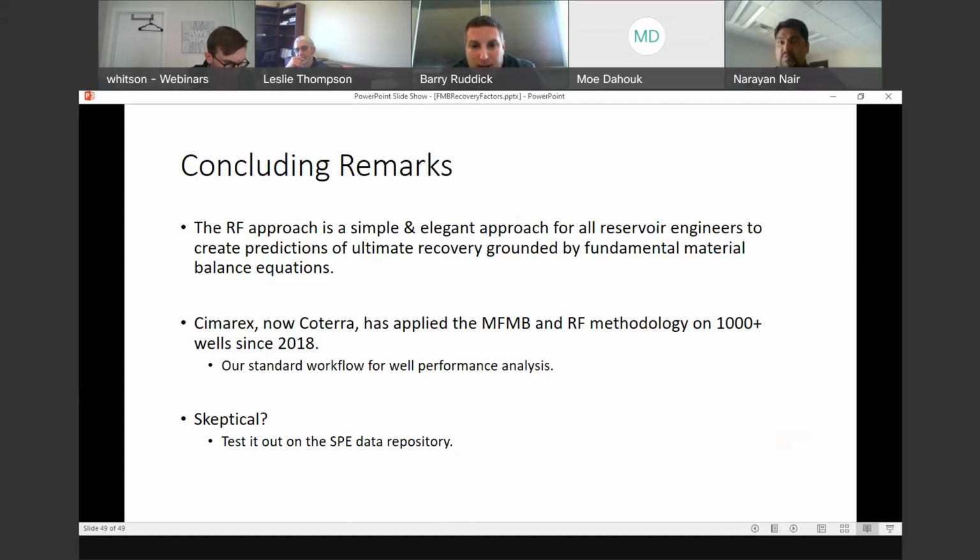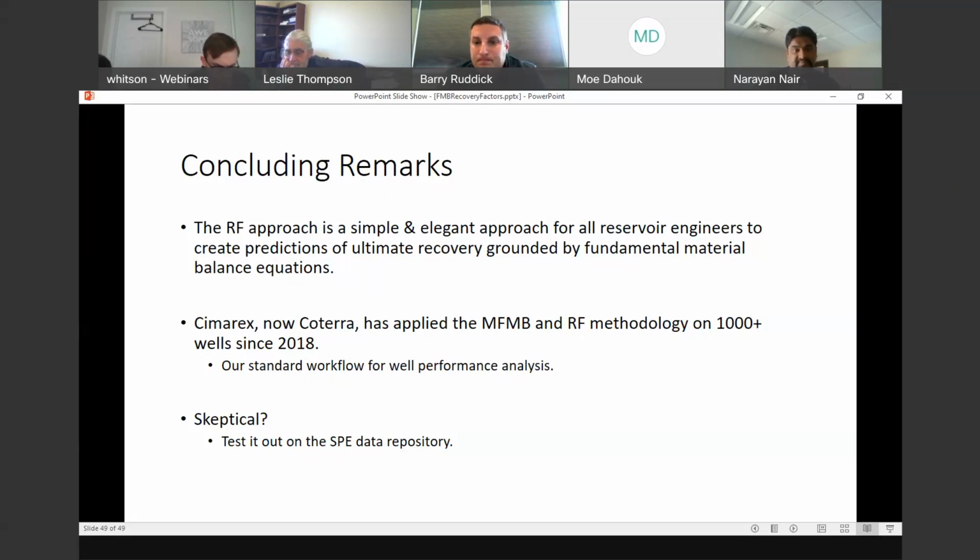No, the only final comment I'd add is, at Cimarex and now Coterra, we found such great value in this methodology, not because it's perfect, but because it's physically rigorous, and it forces us to cast all of our questions into a material balance based framework of how our wells are performing, and we've found that to be very, very valuable.